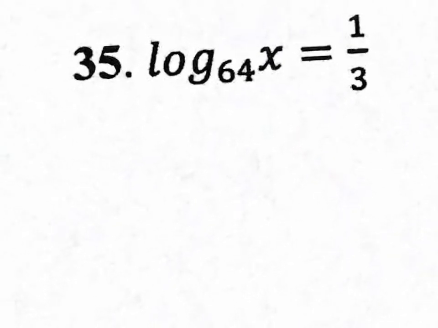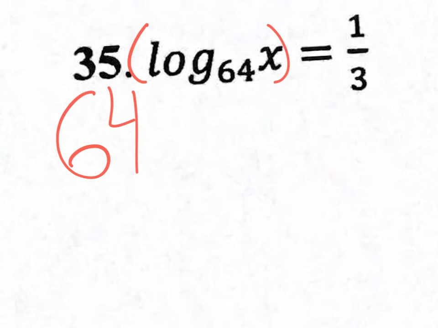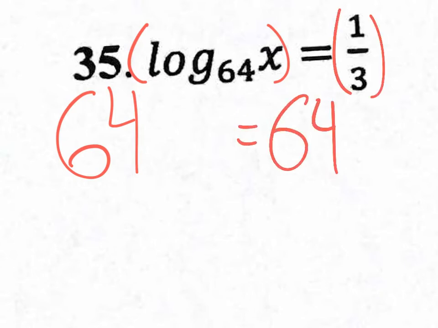How do I get rid of a log? You do the inverse of a log, which is raising it to become an exponent of the base of your choice. The inverse of an exponent is a log. The inverse of a log is an exponent. So raise the whole entire left side to become the actual exponent of the base 64. So think about that. You have 64 to this giant power equals 64 to the power of 1/3.